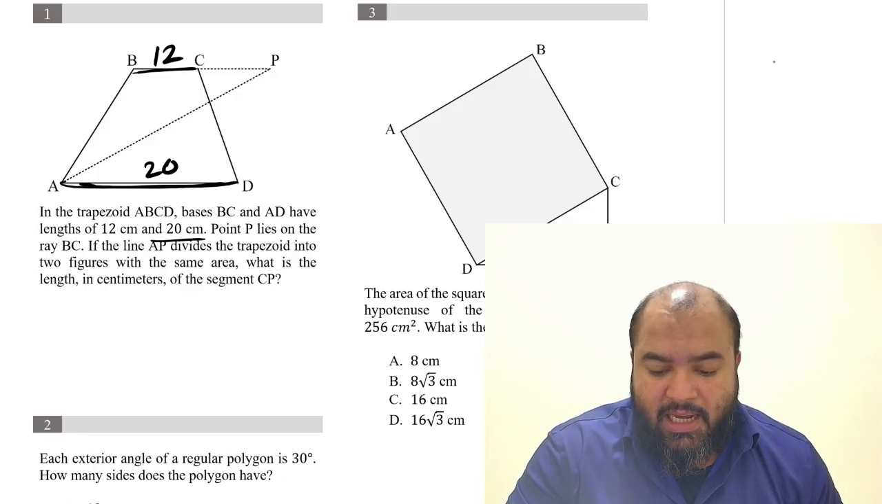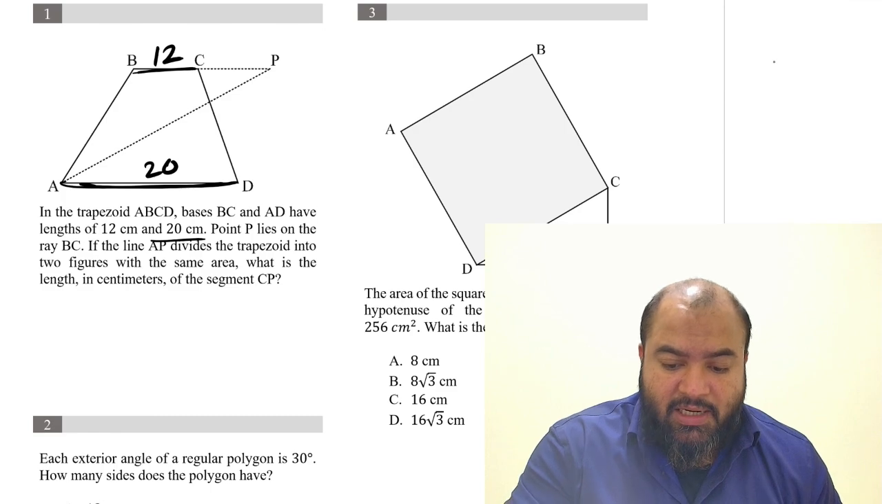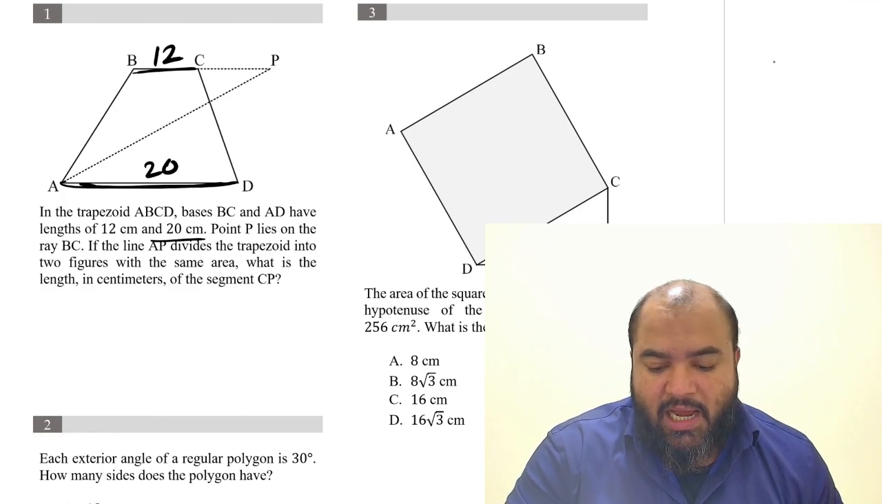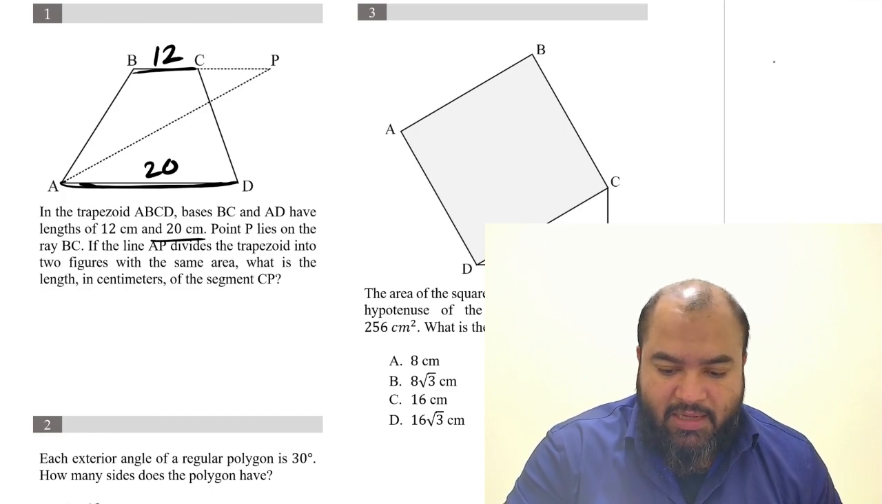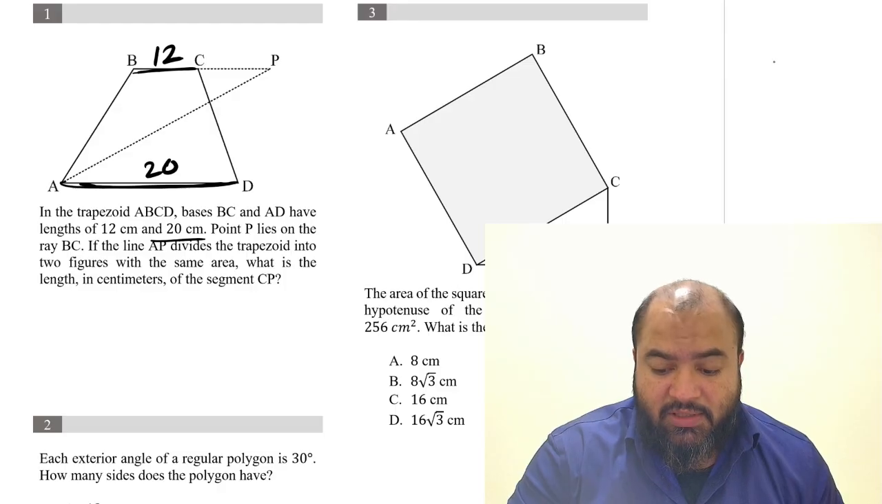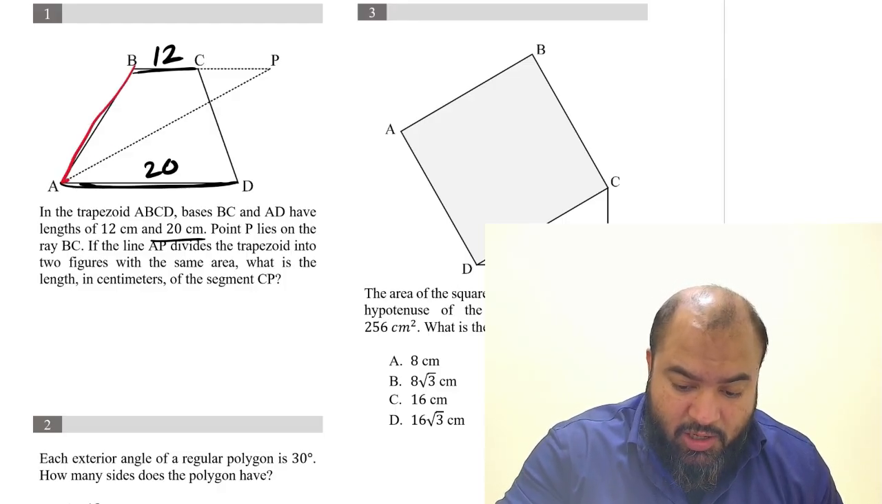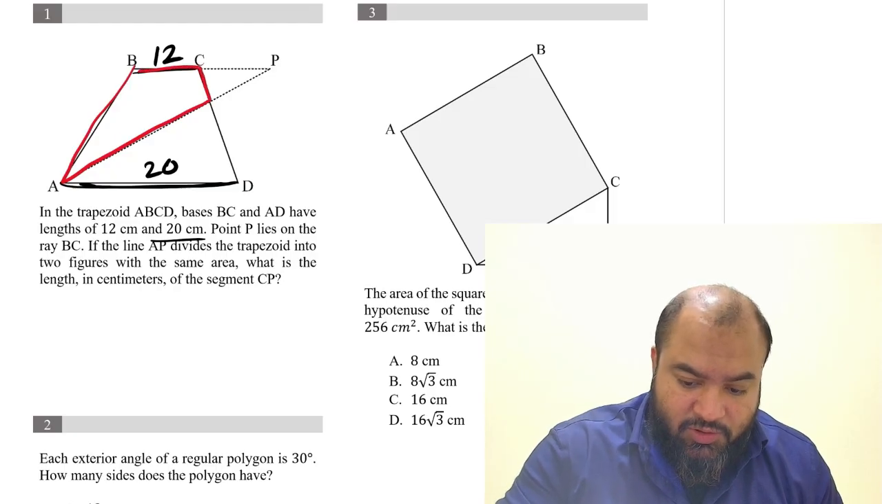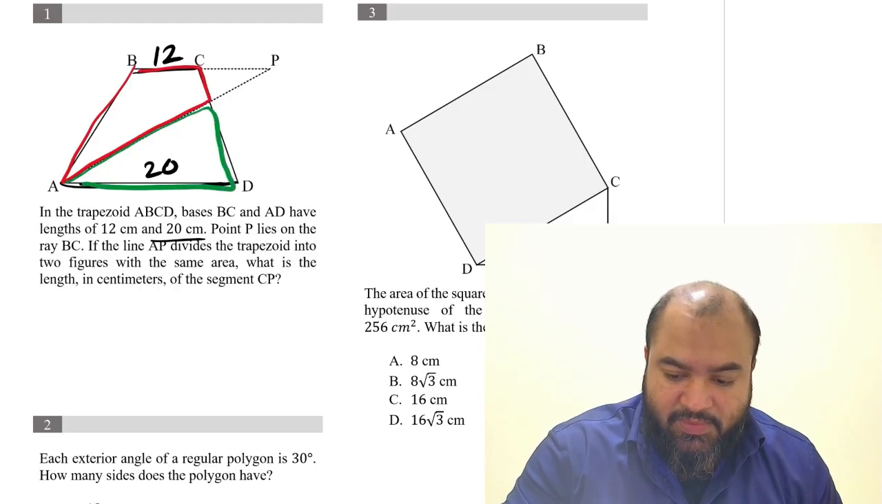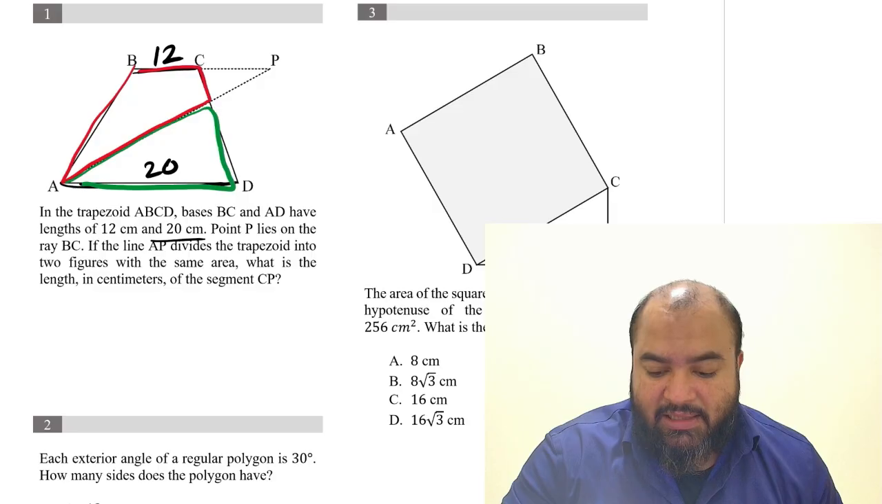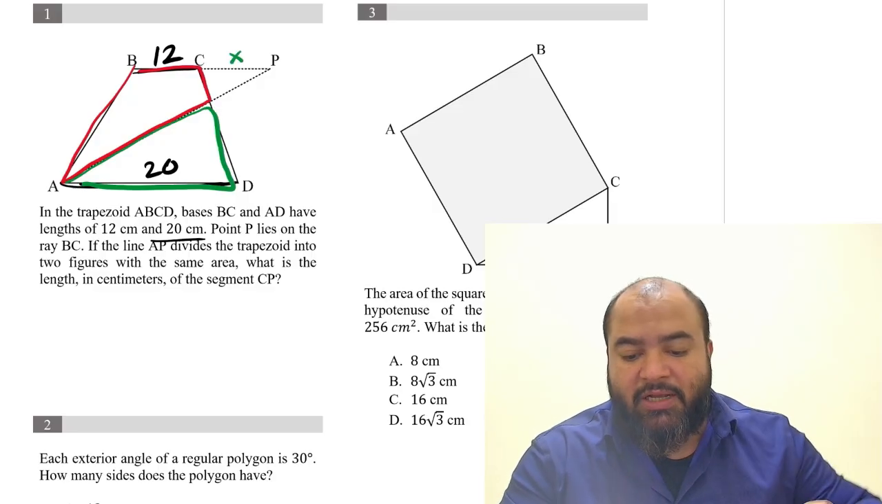Point P lies on the ray BC. P is over there. If the line AP, okay, AP is this longer line, divides the trapezoid into two figures with the same area, this part of the trapezoid will be equal to this part of the trapezoid, meaning same area. Now what is the length in centimeters of the segment CP? So this is what we're looking for, CP.